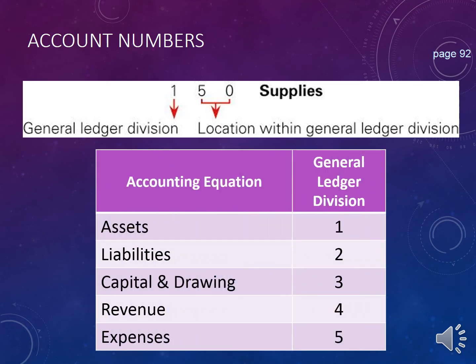Looking at general ledger division numbers, assets always start with number 1. Liabilities always start with 2. Capital and drawing will start with 3. Revenue will start with 4. And expenses will start with 5.